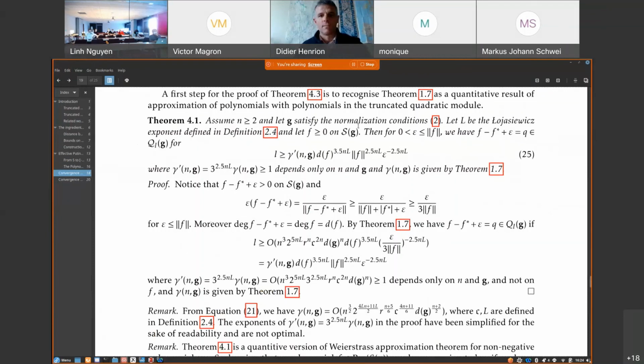We have an effective version of what? You have that f minus f star plus epsilon belongs to the truncated quadratic module. This is what we were saying. If we have a function f, this is more or less what you were saying. It follows immediately. Yes. Okay. Very nice. Thanks for the very interesting talk.